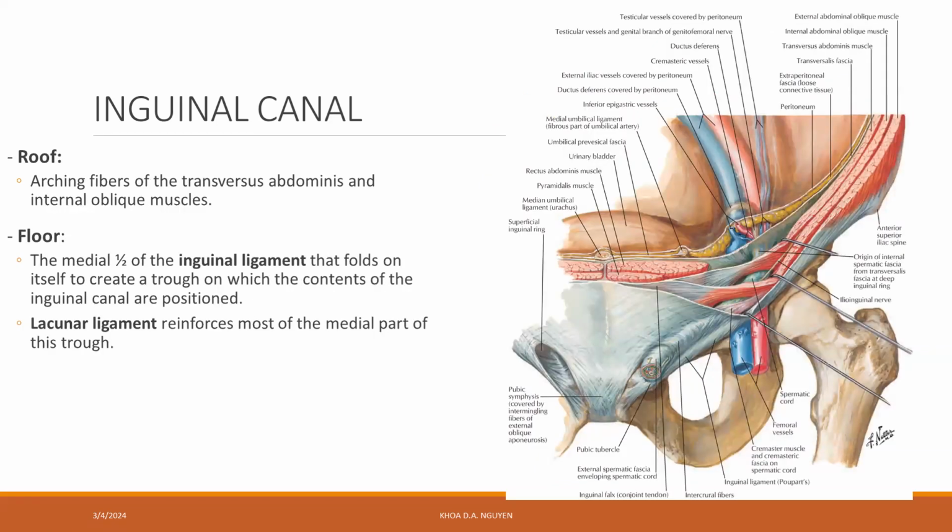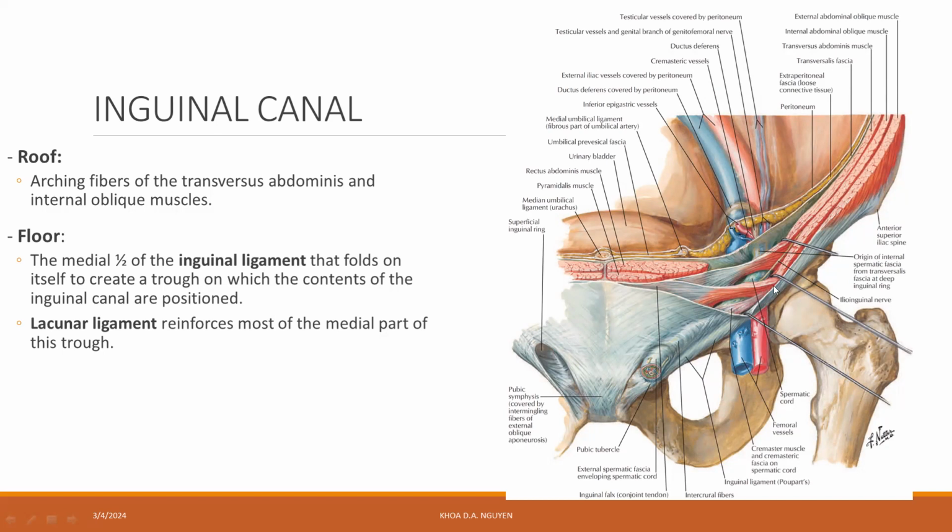The inguinal canal also has a roof and a floor. The roof of the inguinal canal is these arching fibers here. Okay, these two arching fibers here. And those two arching fibers are of the transversus abdominis and the internal oblique muscles.